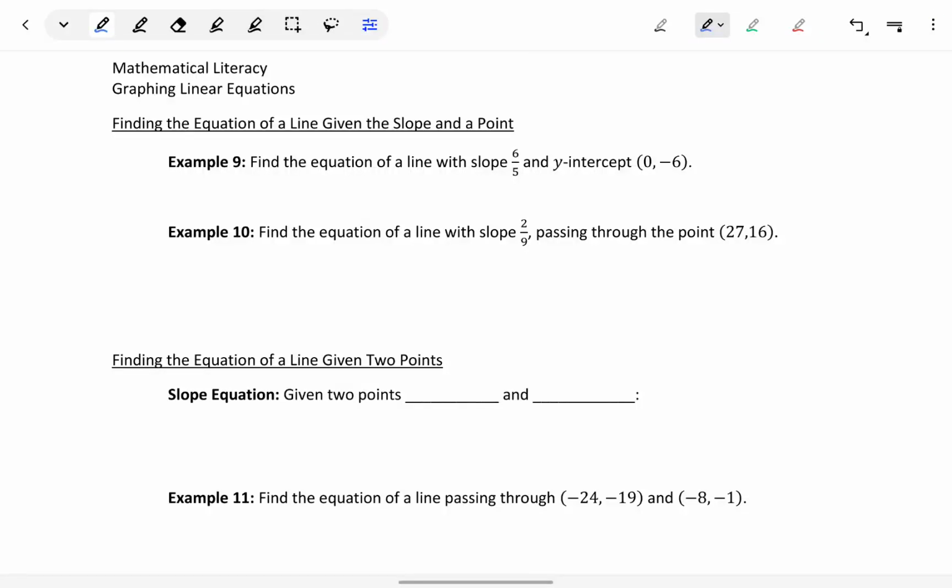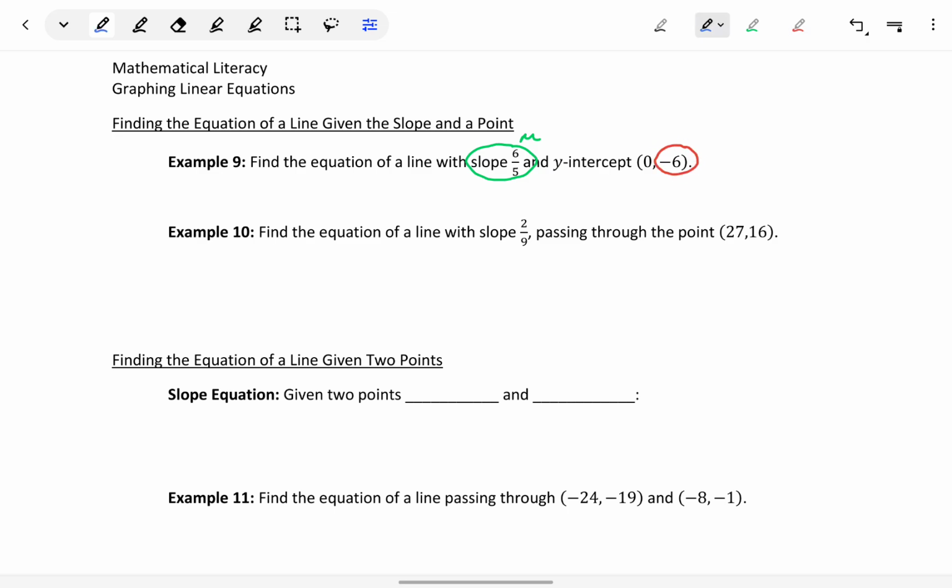For examples 9 and 10, we again want to generate the equation of a line, given some information about the equation. In example 9, we're told that we want to find the equation of a line with a slope of 6/5 and a y-intercept of 0, -6. This is information presented in a different format, but if we pay close attention to what we're being provided with, we're being given the slope and we're being given the y-intercept.